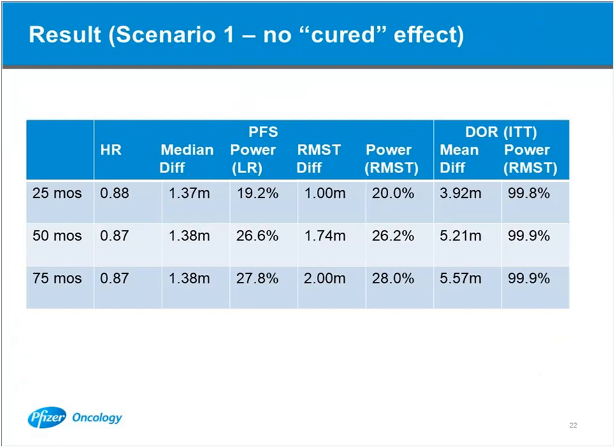For scenario 1, at 25 months, for the PFS endpoint, the hazard ratio is 0.88. The median difference is 1.37 months, with the power only at 19%. With longer follow-up at 50 months and 75 months, the hazard ratio and the median difference are the same. If we look at the RMST of PFS, the difference is 1 month, 1.74 months, and 2 months with different follow-up time.